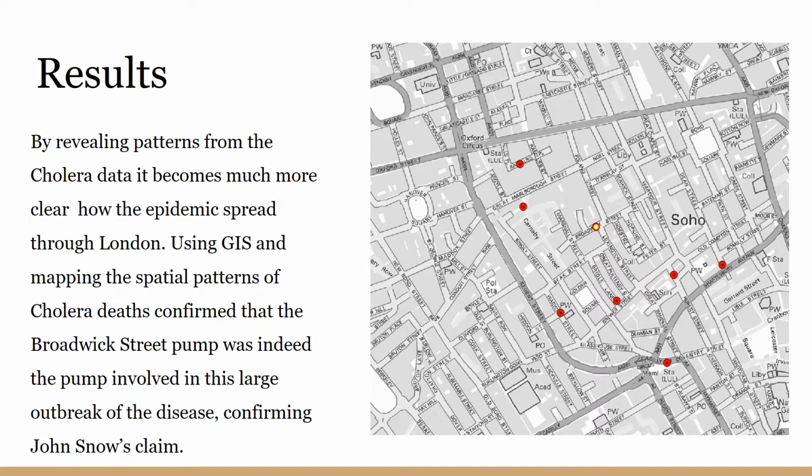By revealing patterns from the cholera data, it is easier to see how the cholera spread through the Soho area. The GIS mapping confirmed that the Broadwick Street pump was indeed the pump involved in the outbreak, confirming what John Snow had been arguing since his first two-page pamphlet.